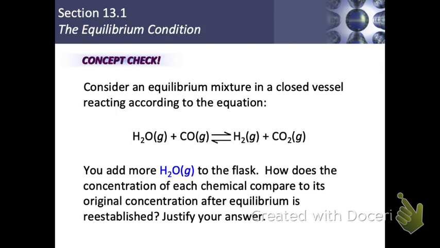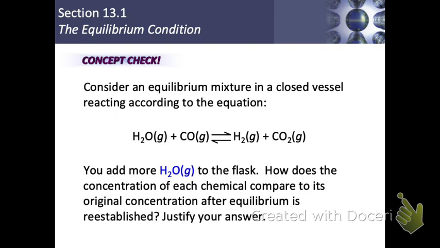This question says, consider an equilibrium mixture in a closed vessel reacting according to the following equation. We've got water plus carbon monoxide yields hydrogen gas and carbon dioxide. You add more water vapor, H2O gas, to the flask. How does the concentration of each chemical compare to its original concentration after equilibrium is reestablished?